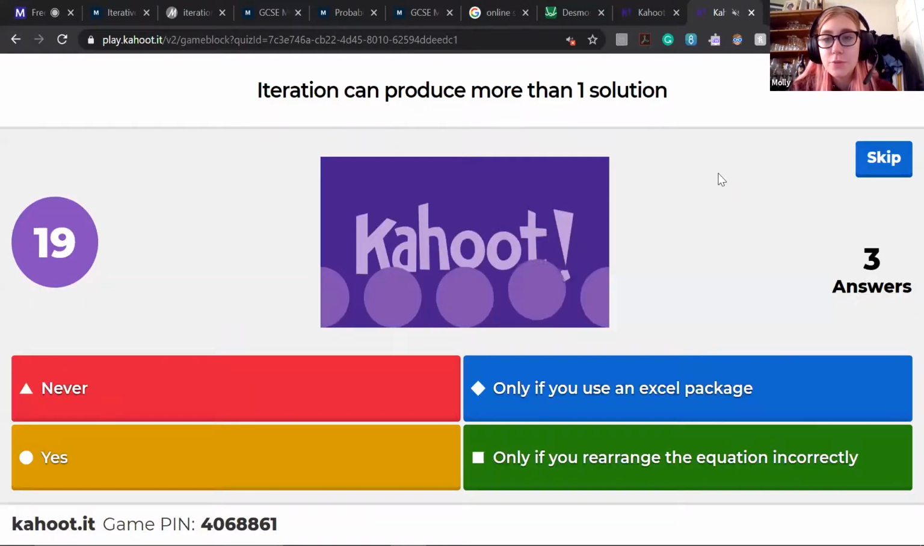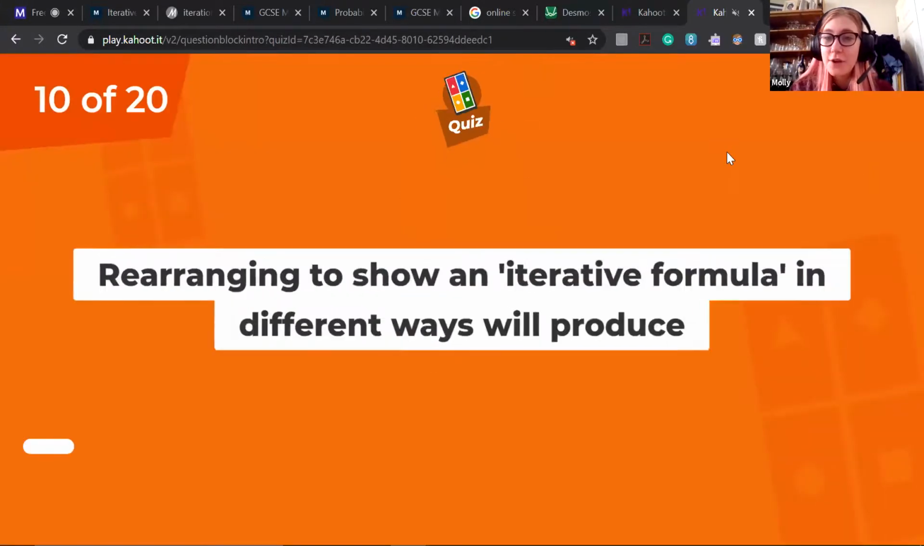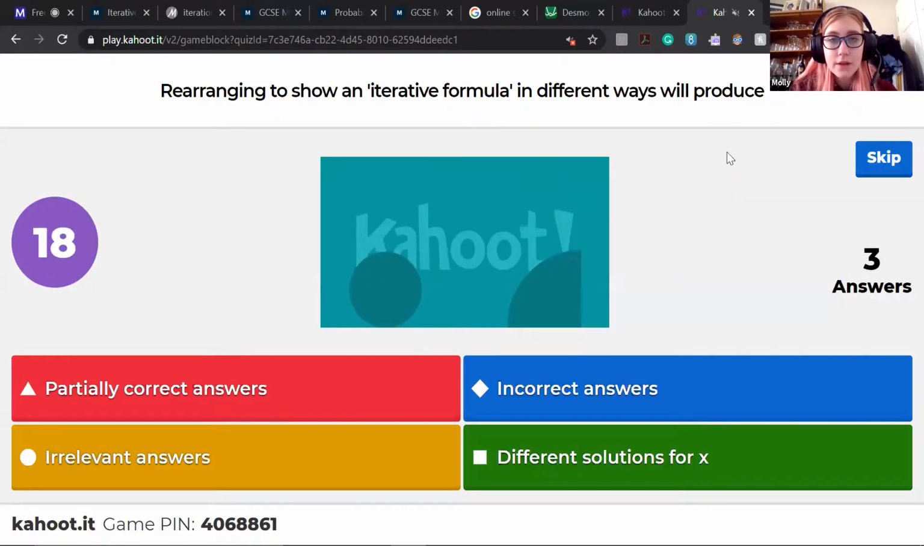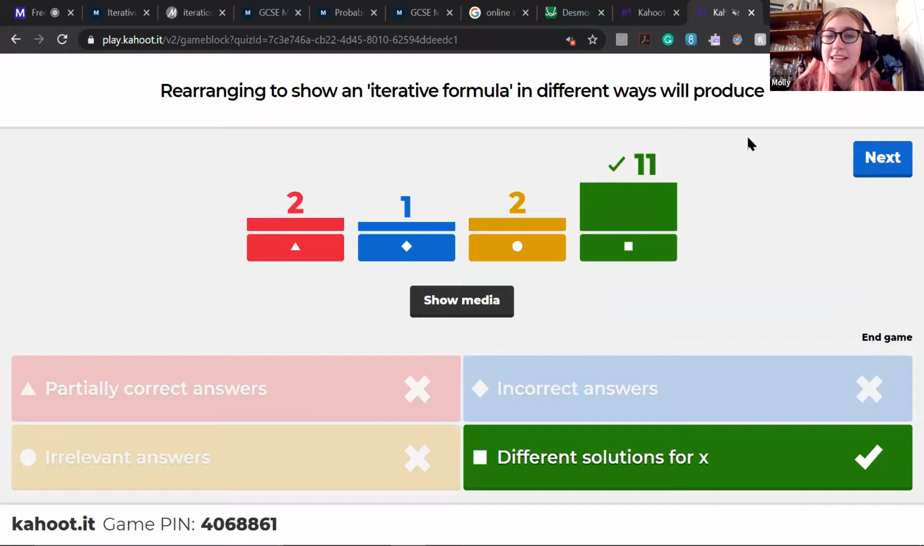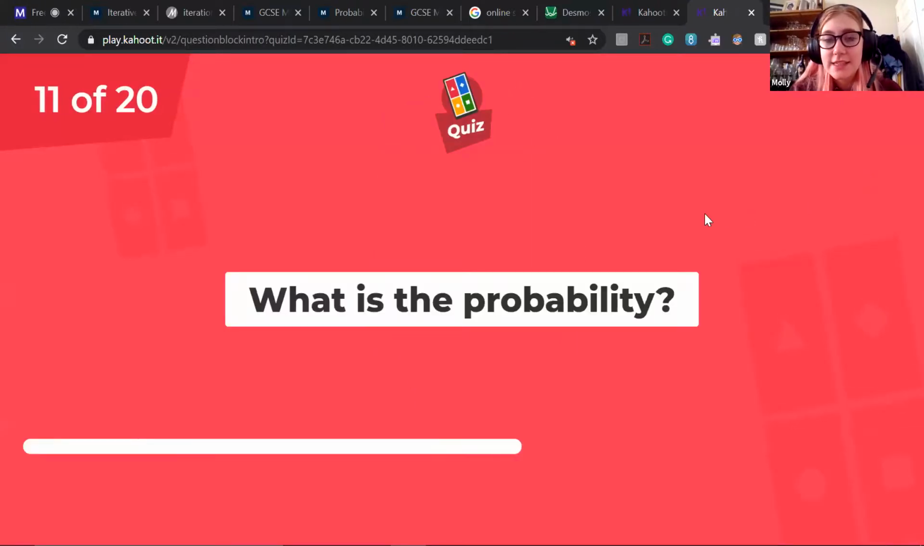So can iteration produce more than one solution? Yay, yes it can. As we've seen, if you start with a different one or rearrange it differently, then it can work. So this I pretty much just said. Yeah, excellent. So hopefully you can see, we normally rearranged it to have it the cube root of something. You could also rearrange it in a different way to get a different x as the x equals.